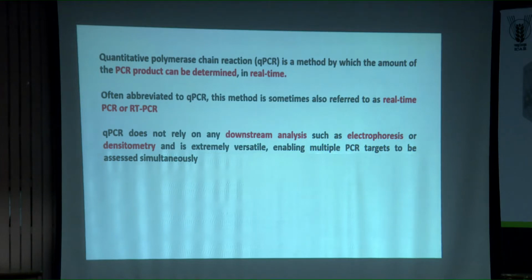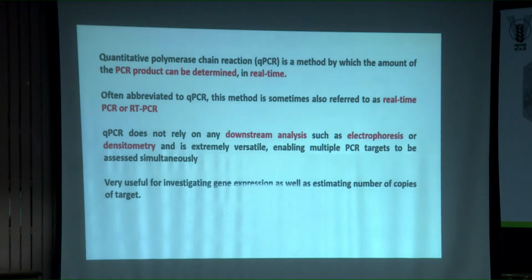What I mean to say here is you can amplify multiple targets in a single reaction. What is called multiplexing is possible in qPCR. It's very useful for investigations on gene expression as well as estimating the number of copies of the target. And these two are incidentally relevant for a subject like plant pathology.